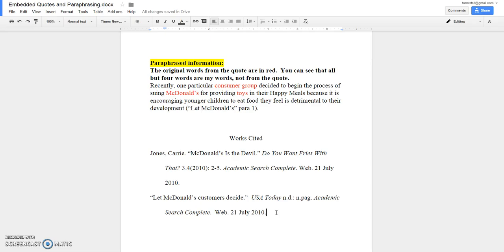The reason I'm pointing all this out is number one, to remind you of what a works cited page looks like, and number two, to show you how this parenthetical documentation works. This one says "Let McDonald's." So if I'm reading this in the essay and I see "Let McDonald's" in parentheses, I should be able to go to the works cited page and find a citation that starts with those exact same words, "Let McDonald's." So if I wanted to look this particular information up, I now know this is the title, this is where it was published, this is the year it was published, and I could find that exact source in paragraph 1 of that article.